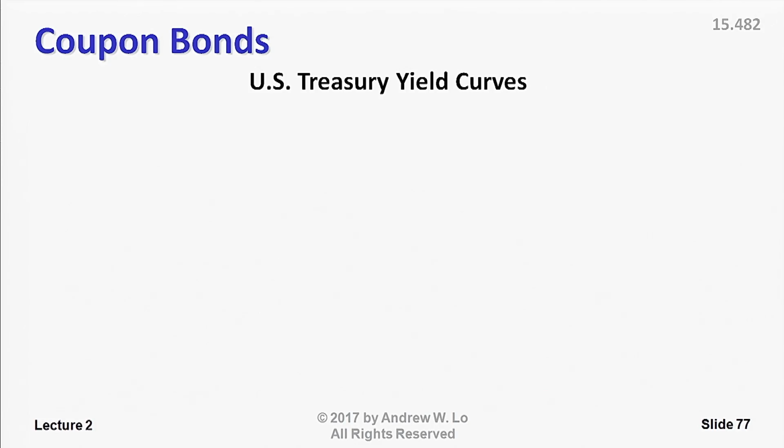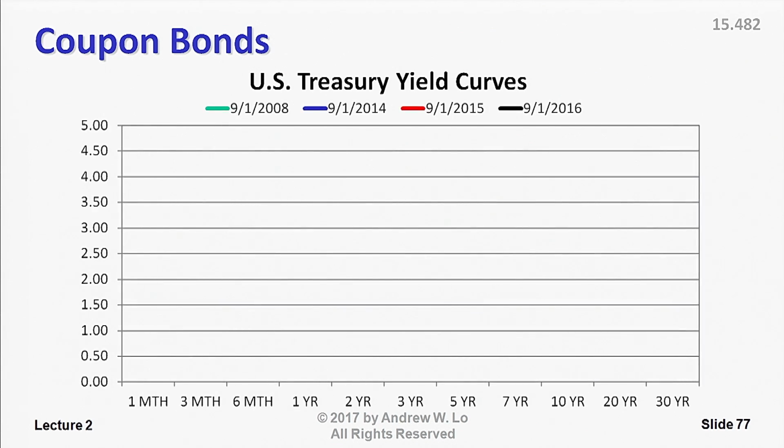Okay, and now I want to talk about numbers. Let me show you what yields have been over the course of the last several decades. So this is using US Treasury yield curves now, and I'm going to look at it over various different points in time from 2008 to 2016 at September 1st on each of the dates. So this is what things looked like on September the 1st, 2008. This was actually before the financial crisis really hit.